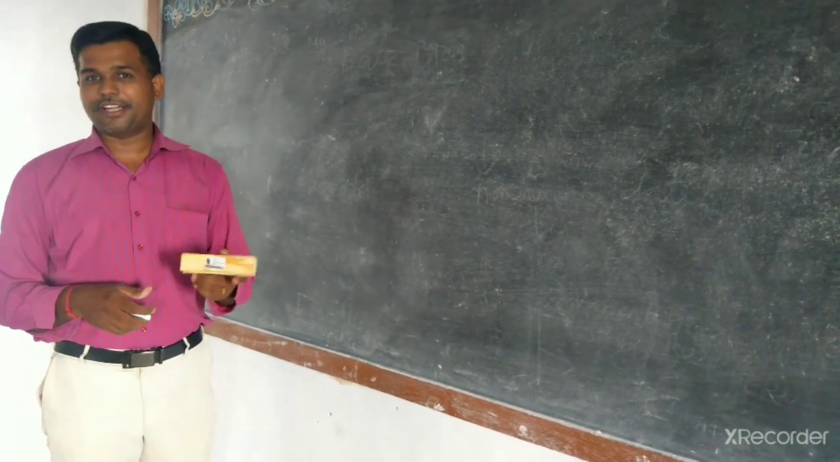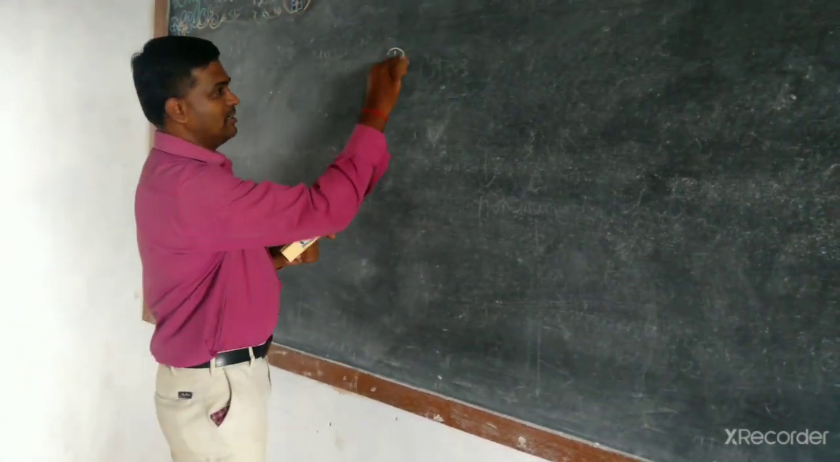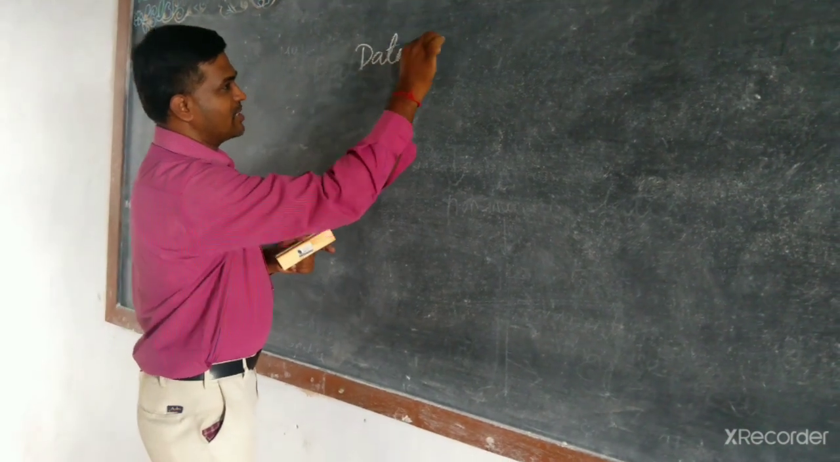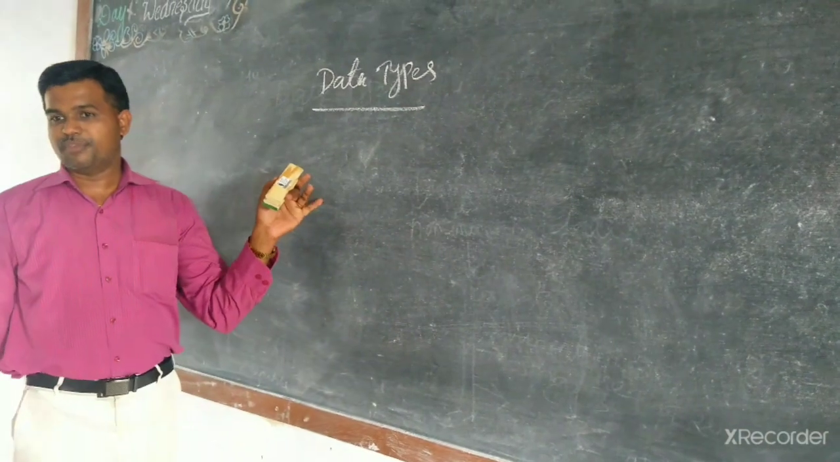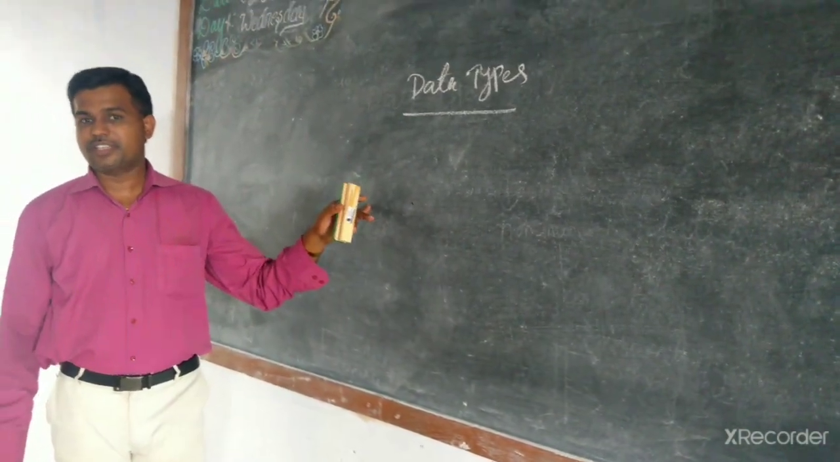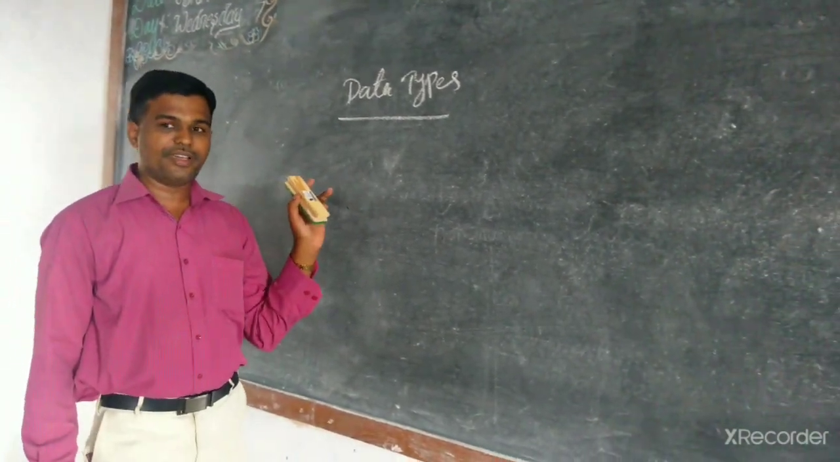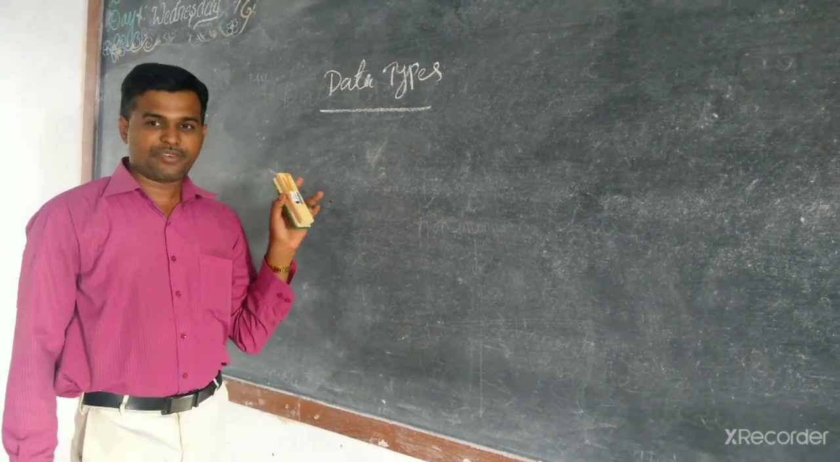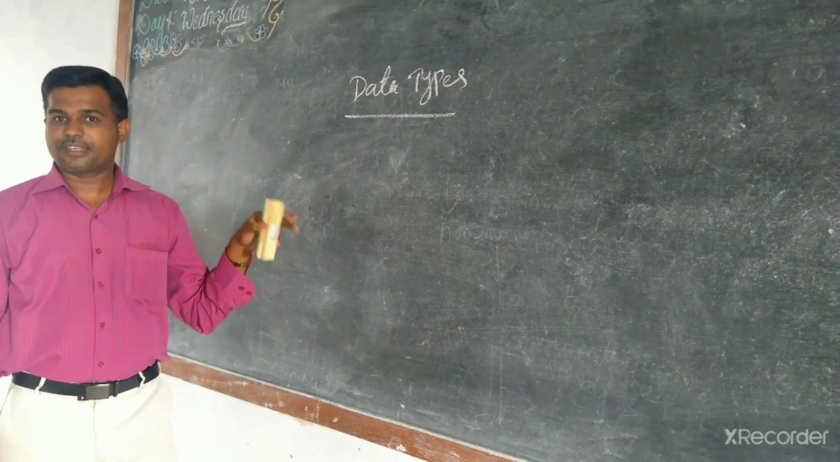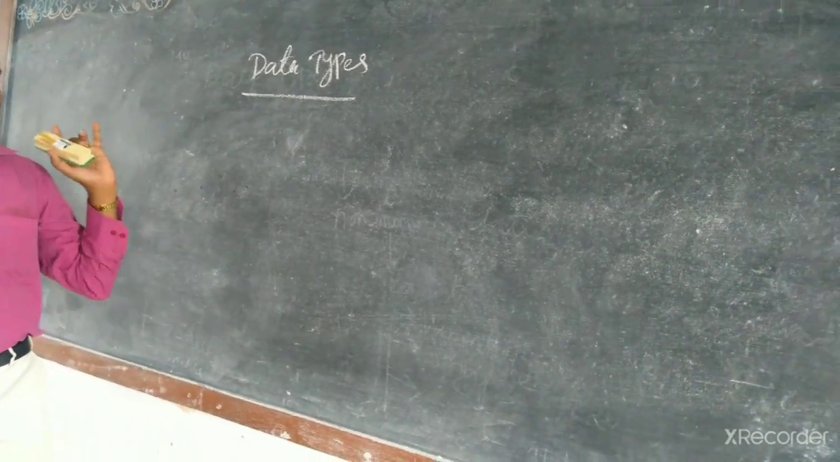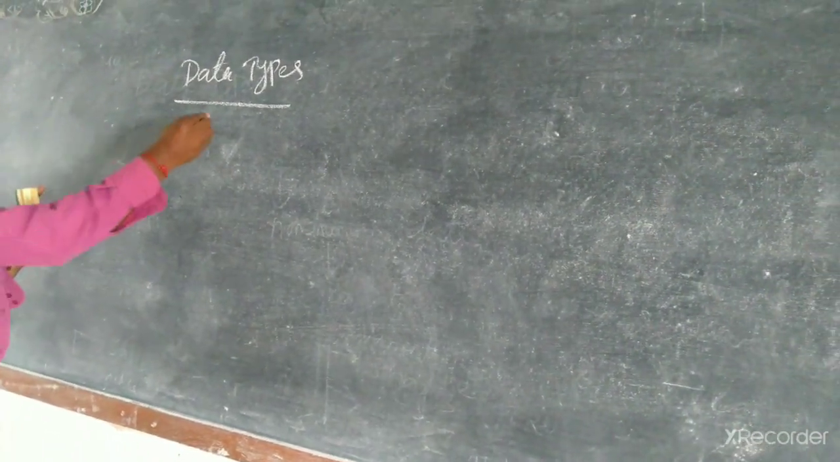Today we see about data types in VB. VB also provides facilities to handle different types of data, each type of data handled in a different manner. Data types in VB are classified into two categories.